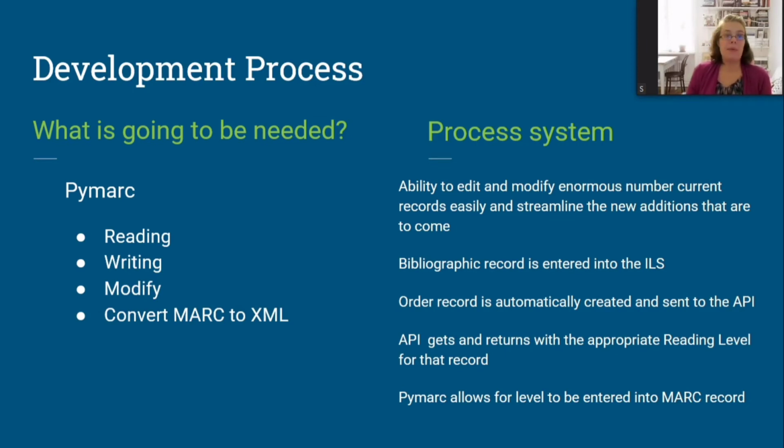So once the API gets that information, it will use that information to get the appropriate reading level for that item or record and report it back to the ILS. And then the PyMARC will convert it back from the XML to the MARC. So it will be able to communicate back and forth without any issues.